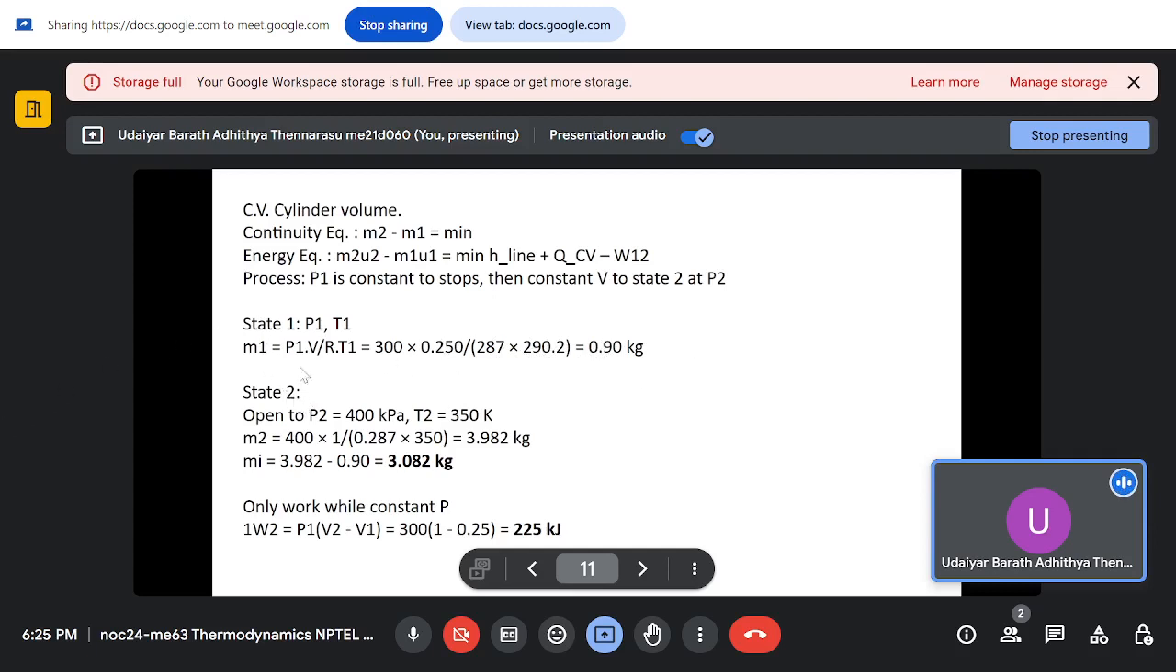And again at state 2, you know pressure is 400 kilopascal, your temperature is 350 Kelvin, and your volume is 1 meter cube. So substituting that, you will find out mass at state 2 is 3.982 kg. So the mass which has entered the cylinder is the difference between these two masses, and it will be 3.082 kg.